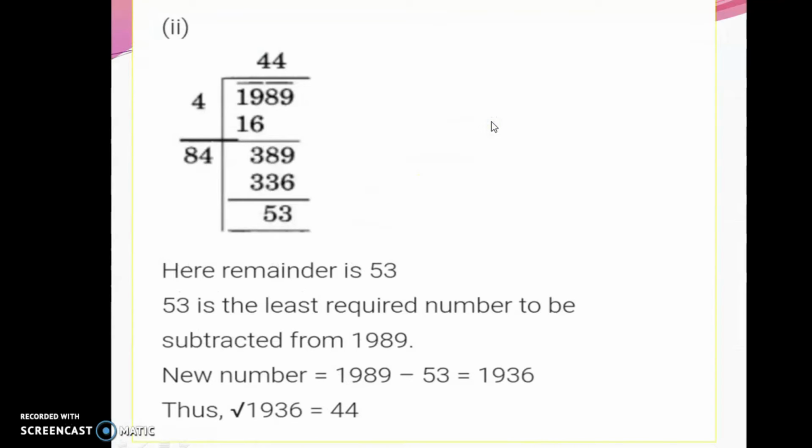Now its second part is 1989. Children, find its square root by division method. In this case, remainder is 53. So 53 is the least required number to be subtracted from 1989, and the new number is 1989 minus 53, that is 1936, and square root of 1936 will be 44.